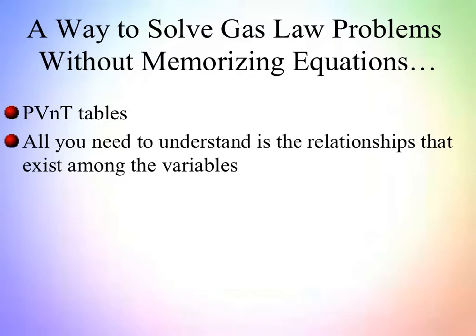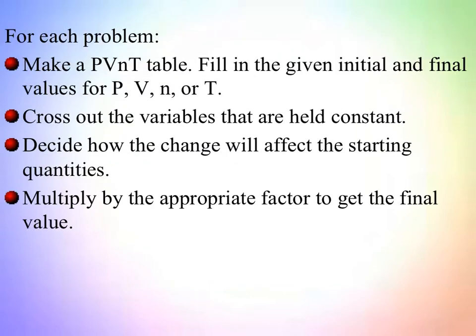So this goes along with the activity that you did in class, along with video 3.2. So for each gas law problem, again, this is just going to be for the gas law problems like Boyle's law, Charles' law, not the ideal gas law. So this is for the simple gas laws. What you're going to do is make what's called a PVnT table. I'll show you how to make one of these, but then you're going to fill in the given initial conditions and final conditions for P, V, n, or T.